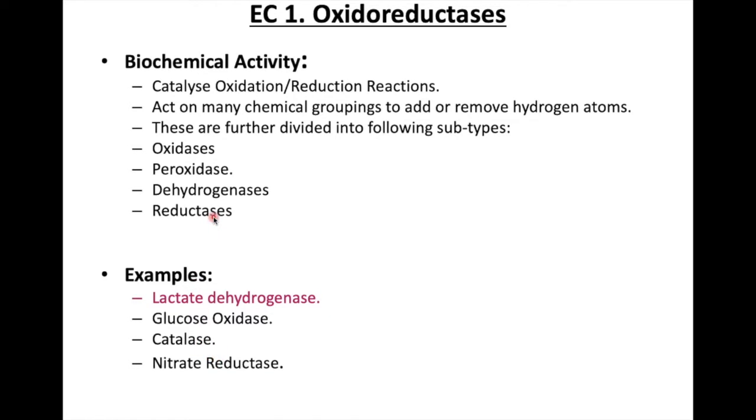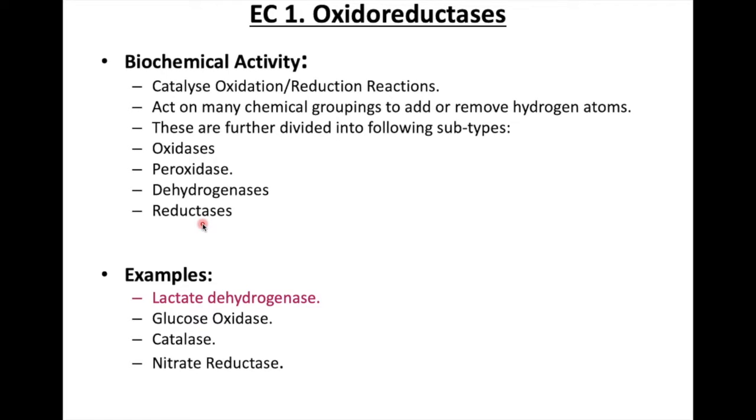And the other category of enzymes is the dehydrogenases. These enzymes catalyze the oxidation of the substrate by removing hydrogen from it, but in this case the hydrogen acceptor is not molecular oxygen. The hydrogen acceptor is some other molecule. An example of dehydrogenases is lactate dehydrogenase. And the other category is the reductases.